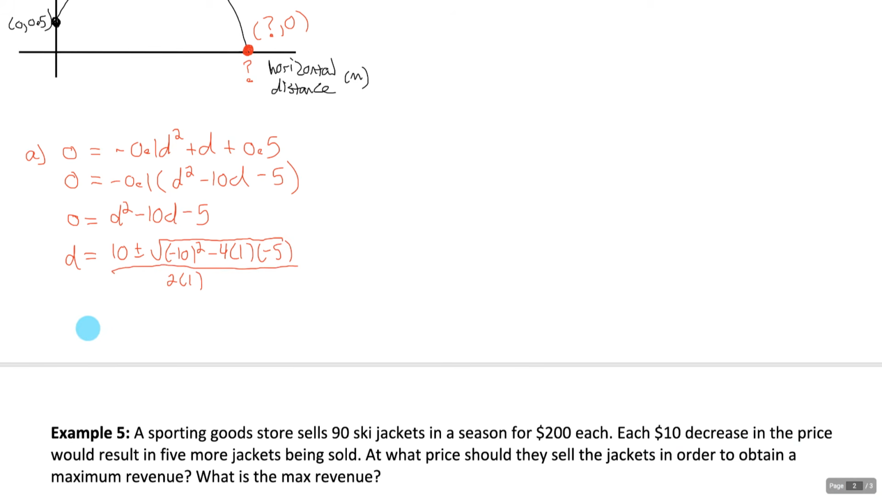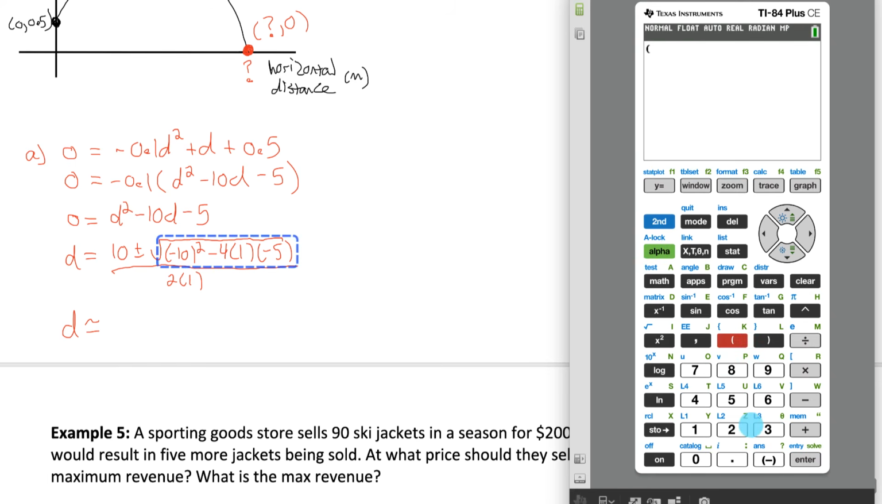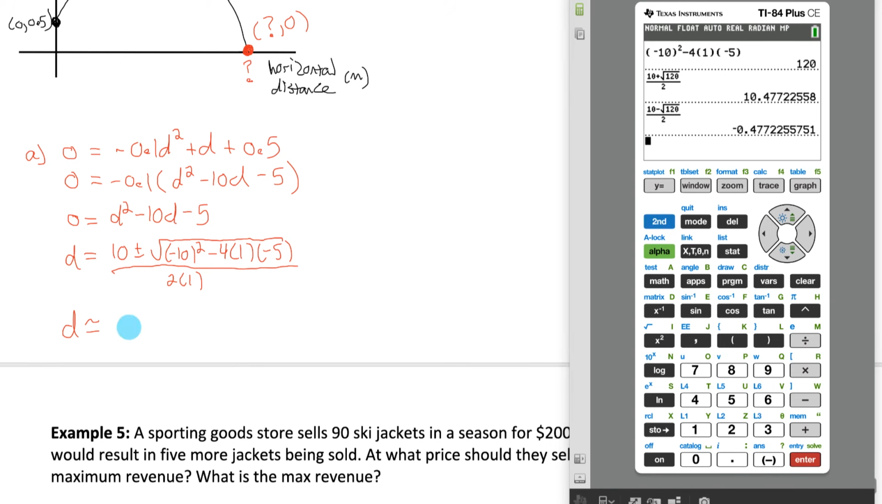And then because I'm running out of room, I'll evaluate all of this at one time. Underneath the square root, the discriminant is 120. So as I evaluate this, I'll just type 120 underneath the square root. So my first possible answer will be 10 plus root 120 over 2. And my second possible answer will be 10 minus the square root of 120 over 2. And my possible answers are negative 0.48 and 10.48.